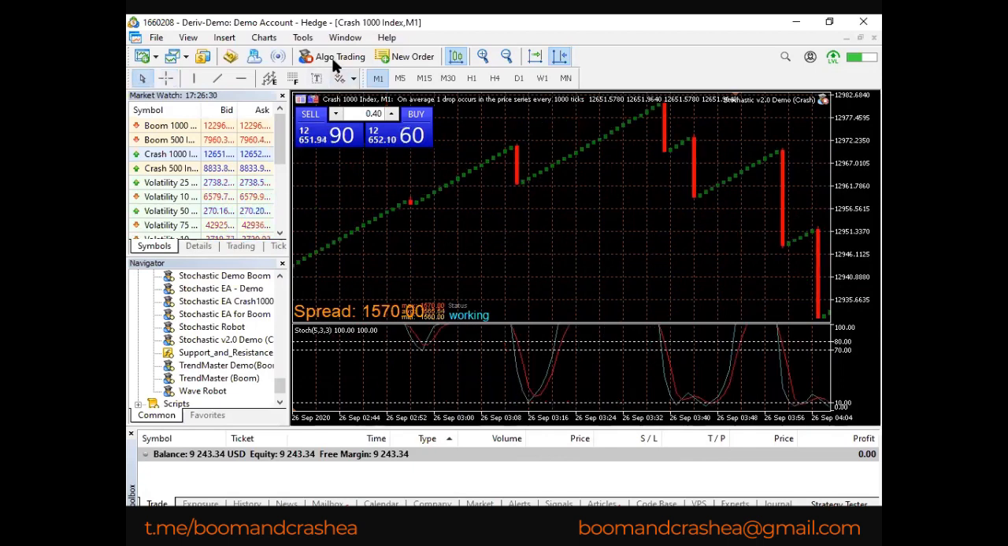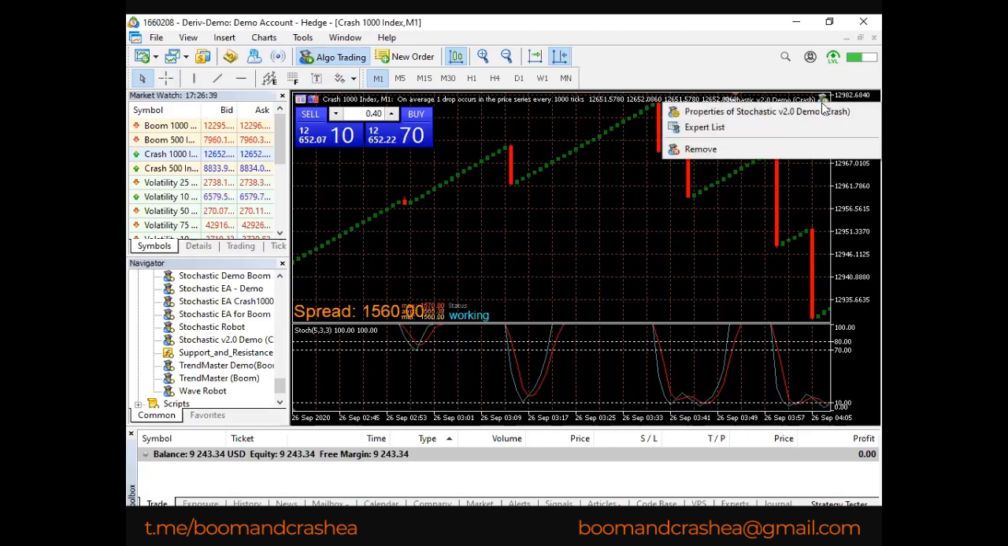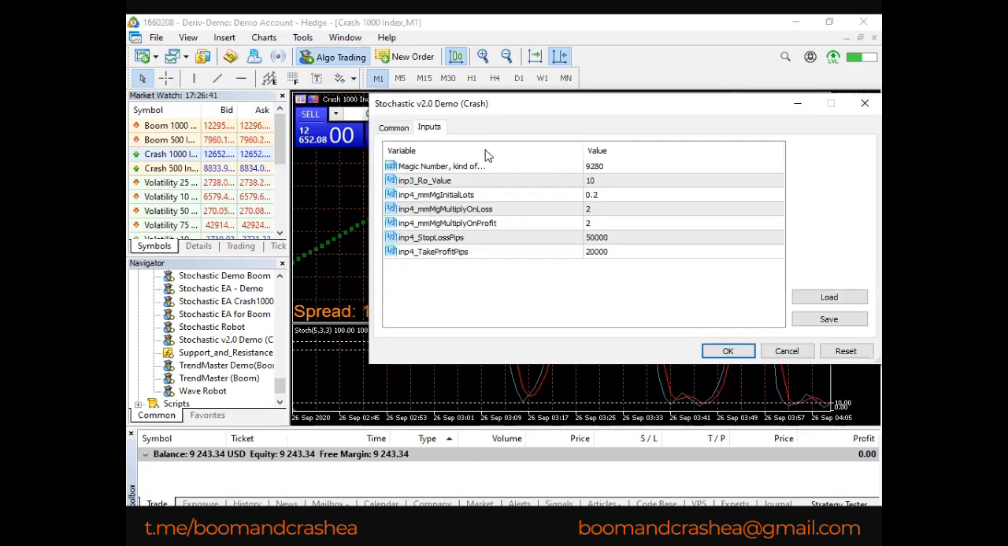You make sure you turn on your algo trading, and then your bot also appears green here. There's a green play button here. And whenever you want to change the parameters, you right click and select properties and then change them. So multiply on loss means your lot size will multiply by 2 when you lose a trade, so that it can recover part of the loss. And multiply on profit is going to multiply your lot size by 2, so that you further recover your loss quicker, or at a faster rate.